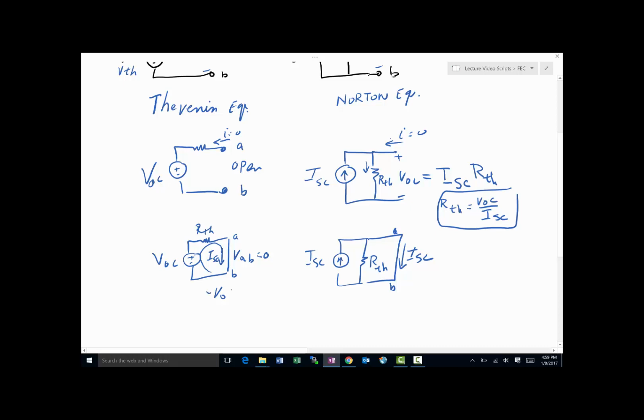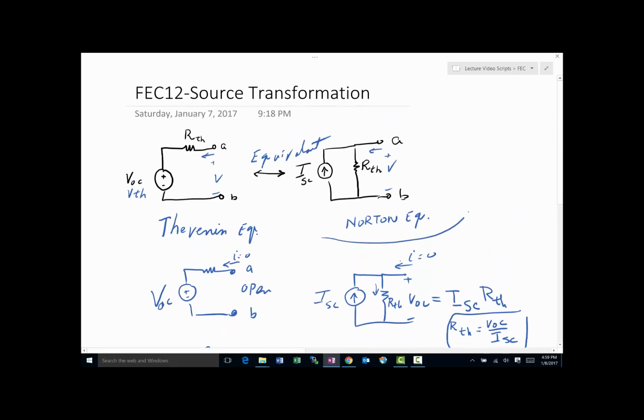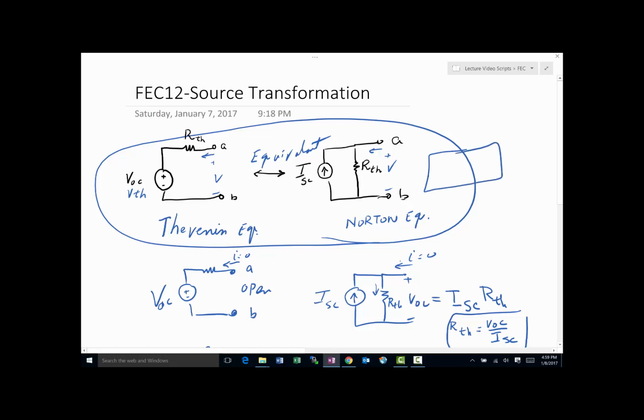So we're going to get minus VOC plus R Thevenin times I short circuit has to be equal to 0, which again means R Thevenin is going to be equal to V open circuit over I short circuit. Okay, great. So now we prove this condition is true only if we can guarantee that R Thevenin is equal to V open circuit over I short circuit.